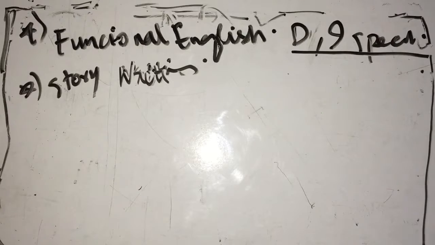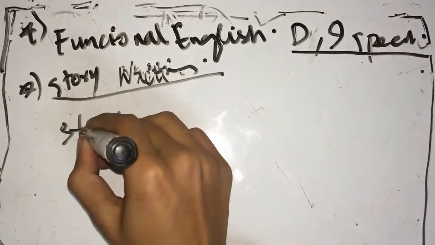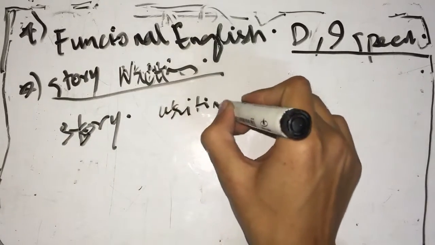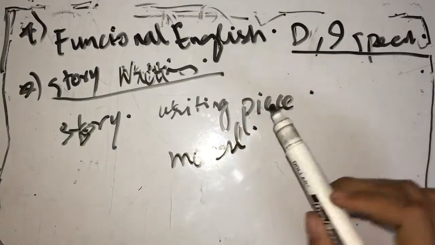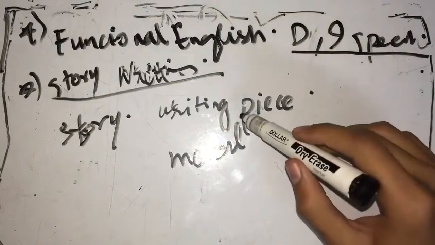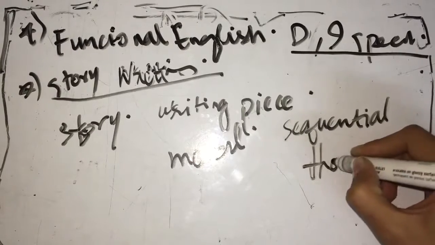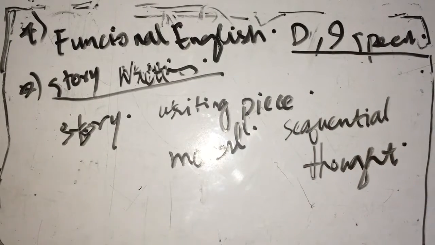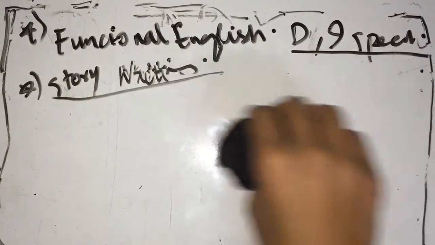So now let's discuss the fundamentals of story writing. What is a story? A story is a writing piece which has some moral, but not necessarily, not every story has a moral. A story is basically a connection of thoughts in a sequential way. So you have sequential thoughts which are related with each other, and a piece of writing which has the same plot, which has some boundary, and you cannot go out of that boundary.